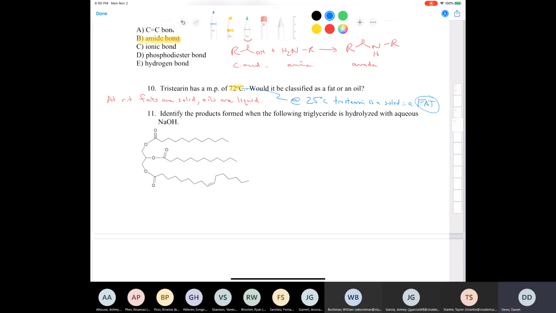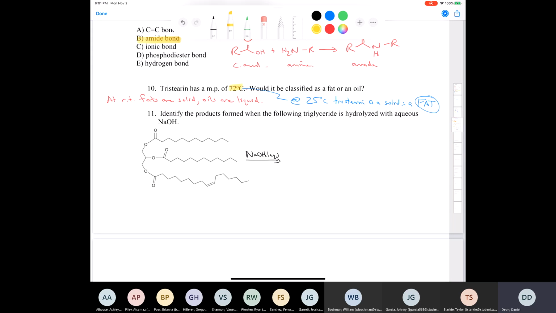Okay, let's try number 11. It asks us to draw the products that are formed when the following triglyceride is hydrolyzed with aqueous sodium hydroxide. So we're going to take this triglyceride and heat it up with aqueous sodium hydroxide. Could anybody tell me the name of this reaction? It's got a sassy name that we learned. Take an ester and you treat it with sodium hydroxide. Absolutely. It's a saponification, right? Hydrolysis of an ester in base.